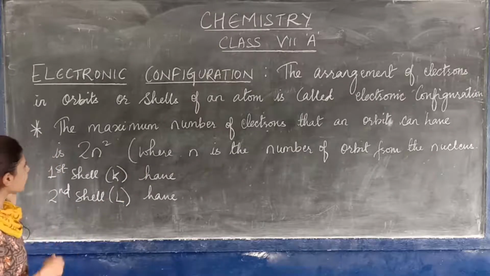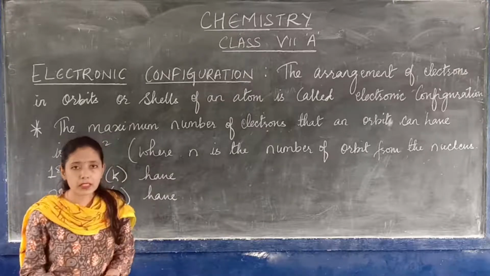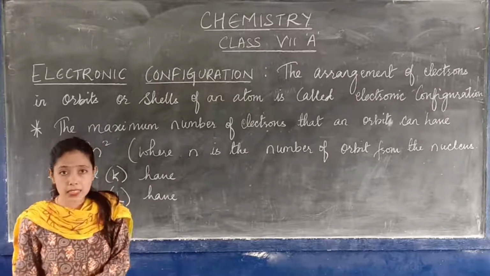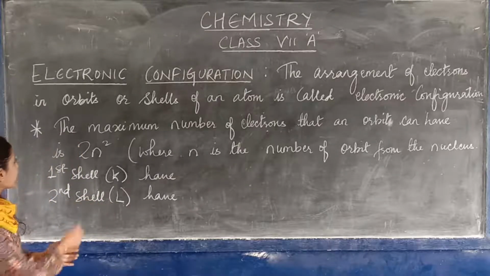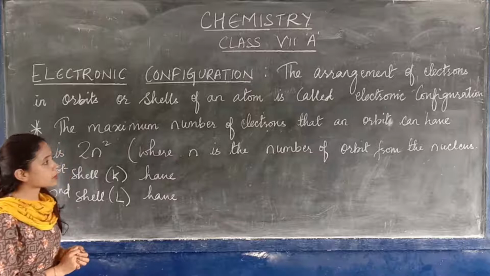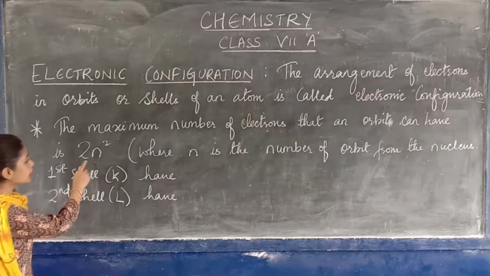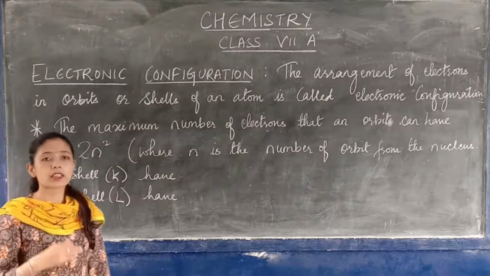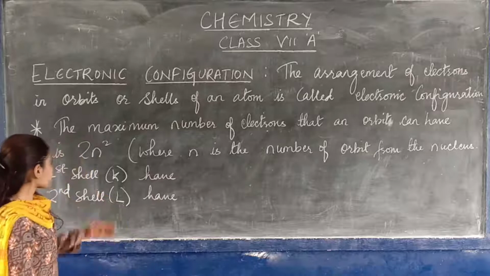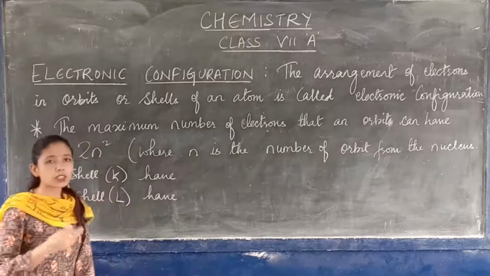So how will we come to know how many electrons the first cell can hold, and how many electrons the second cell can hold? For that we have one formula. The maximum number of electrons that an orbit can have is 2n square. This is the formula, 2n square. This will give you the number of electrons in various cells. And what is n? n is the number of the orbit from the nucleus.